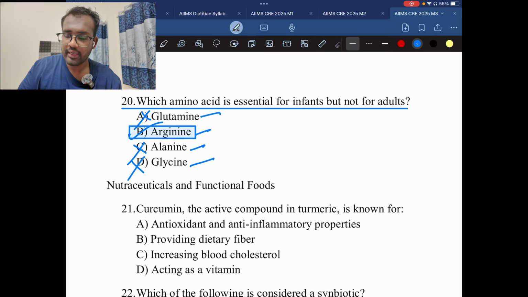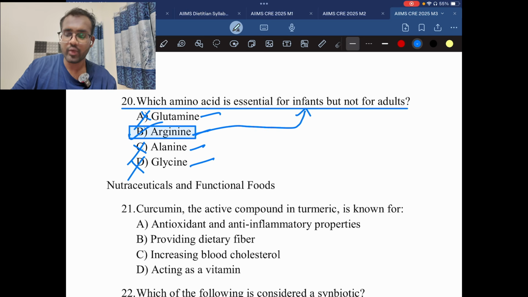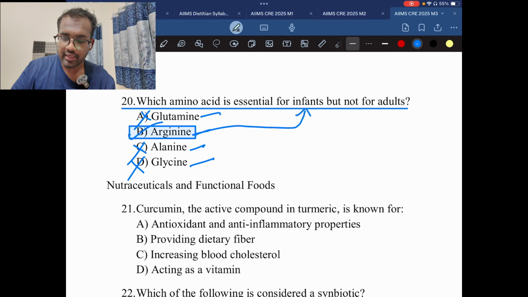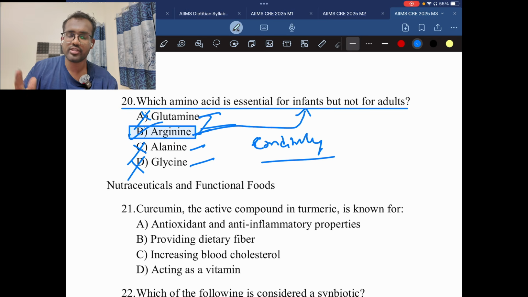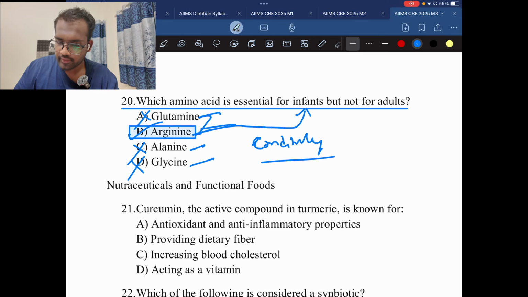Remember that arginine is an essential amino acid for the infant, but not in adults. In adults, glutamine and arginine are conditionally essential, but essential. Arginine is the only amino acid which is very essential in infants. It comes into the essential amino acids category in infants compared to adults, and in adults arginine comes in the conditionally essential amino acids. So always remember, arginine is an essential amino acid for the infant.